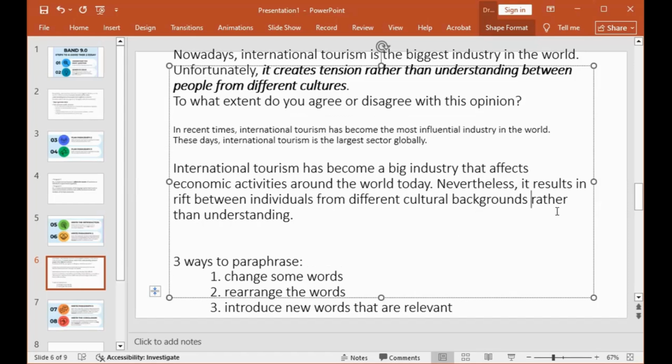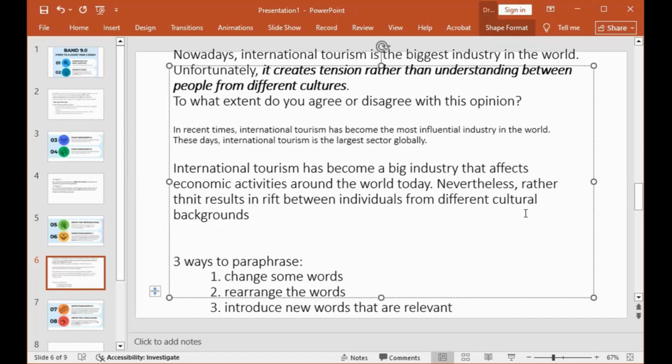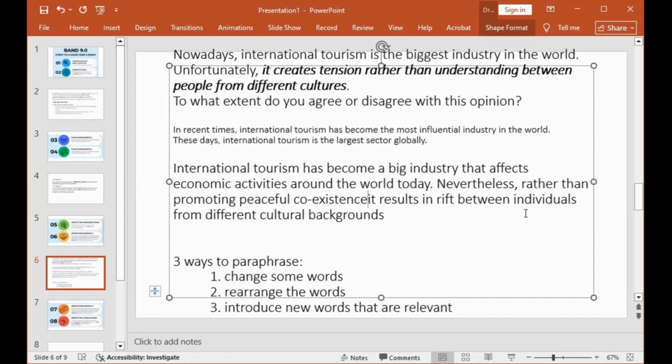Now, rather than understanding, let's transfer this to the beginning and say: nevertheless, rather than promoting peaceful coexistence and understanding globally.